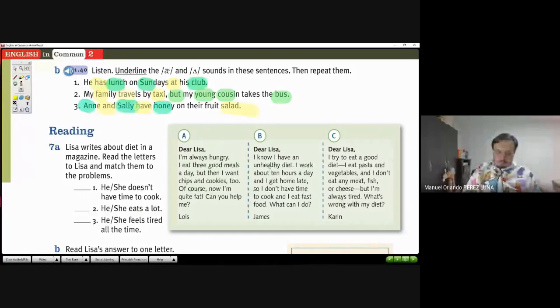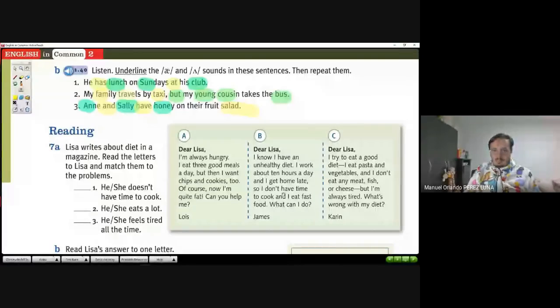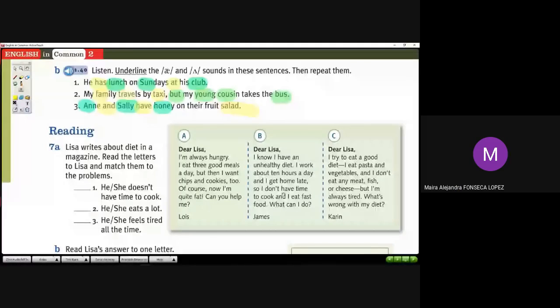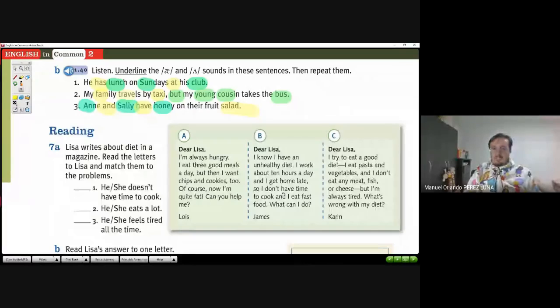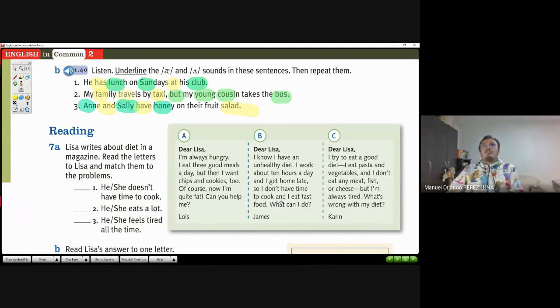Letter B. Who wants to read the letter B, the problem B? Me? Okay, read please. Maria Alejandra. Dear Lisa, I know I have an unhealthy diet. I work about 10 hours a day and I get home late, so I don't have time to cook and I eat fast food. What can I do, James? Okay, perfect. Thank you so much.